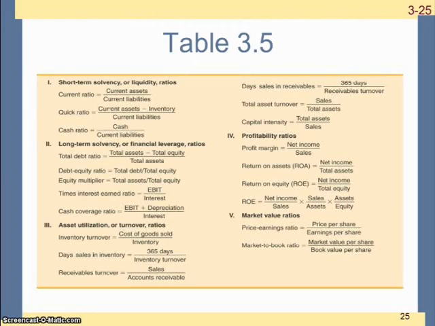Table 3.5 summarizes the formulas of all 5 categories of financial ratios that you have seen just now, from liquidity ratios to the last type of financial ratios, that is market value ratio.